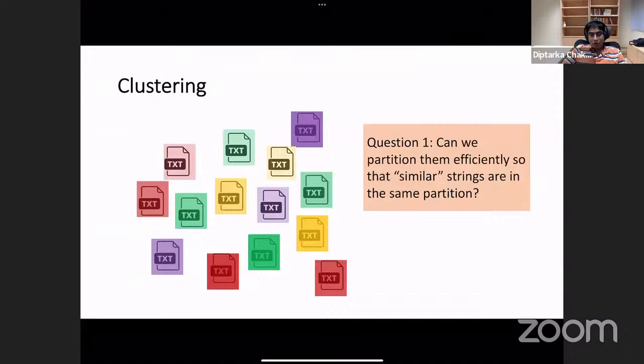And that's how you can see why I mentioned this clustering problem. The first part is essentially that, given a set of files, I want to partition them according to the similarity between them. And we want an efficient procedure. And of course, here we have to talk about the running time of the clustering algorithm, the accuracy, and so on.